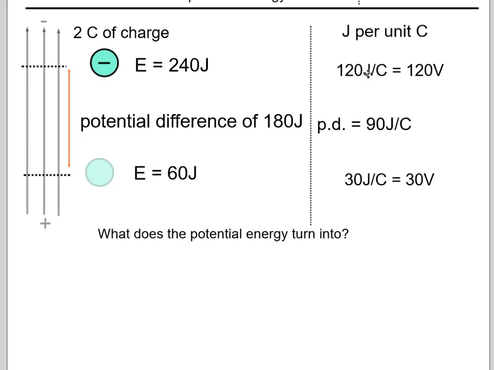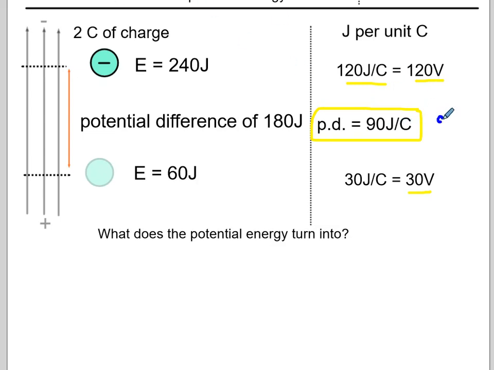Okay, so over here, if we divide through by the number of coulombs, so instead of 2 coulombs of charge, we're just going to find the unit rate, and that gives us this term 120 joules per coulomb, which we would call 120 volts. Down here we would have 30 volts, again just dividing by 2, so the potential difference would be 90 joules per coulomb or 90 volts.